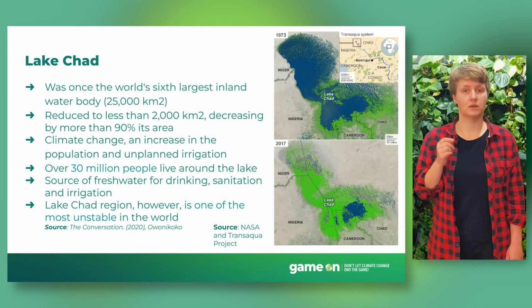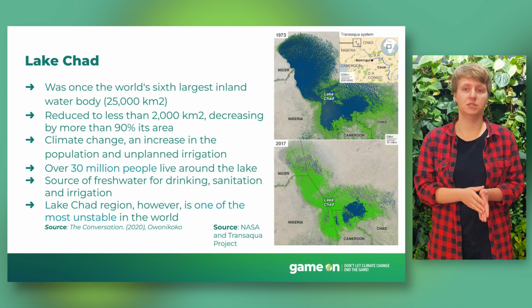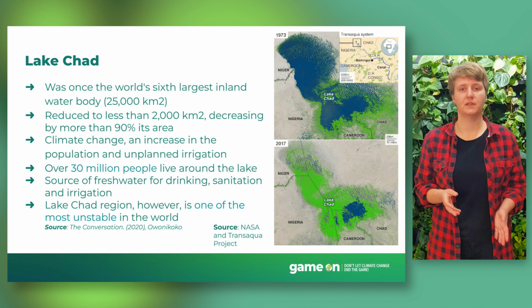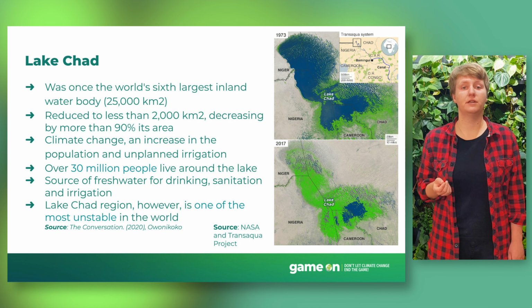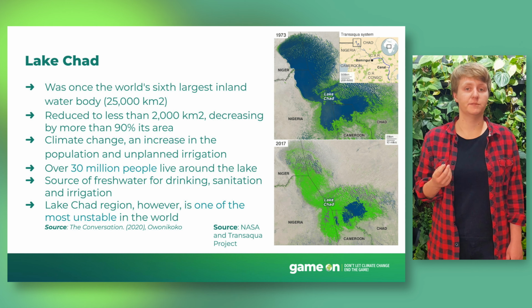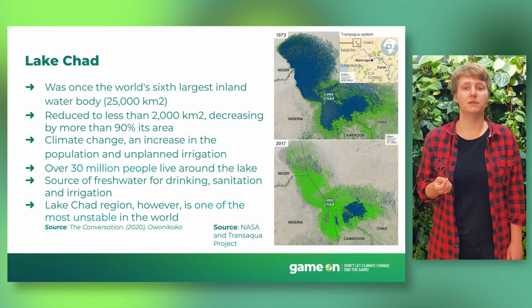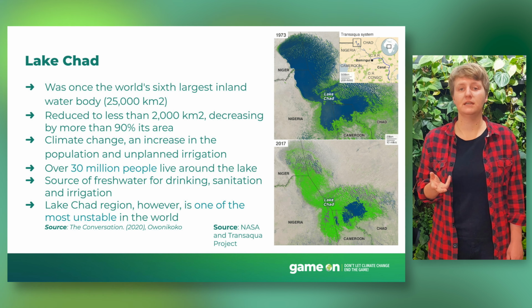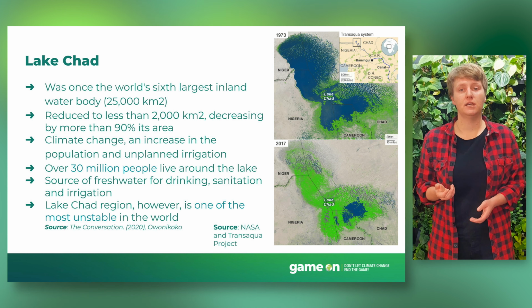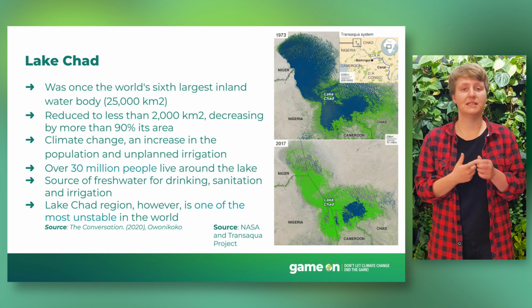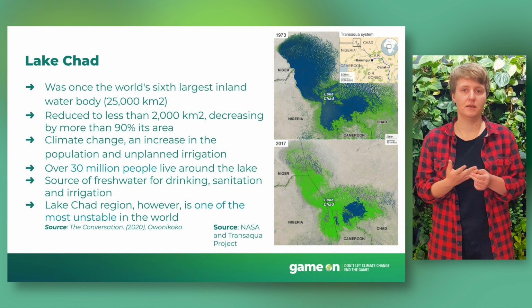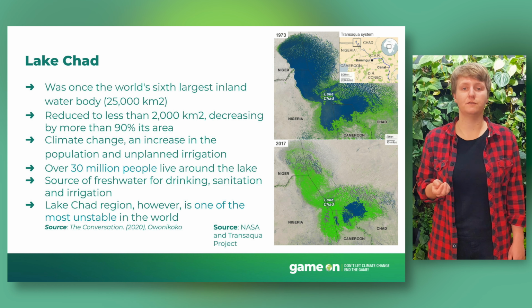This was due to climate change, an increase in the population, and unplanned irrigation. Given the rate at which the lake is disappearing, it might cease to exist before 2030. The problems on site: over 30 million people live around and depend on the lake. For them it's a source of fresh water for drinking, sanitization and irrigation. It supports the livelihoods of farmers, pastoralists, hunters and fishermen. But geopolitical and terrorist conflicts around the lake have made it the most unstable region in the world.